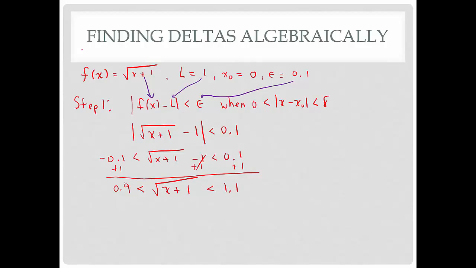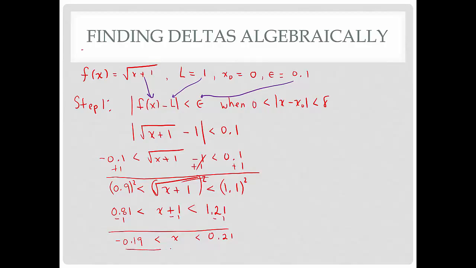Well, if you have a square root, if you square all the pieces, you get rid of the square root. So 0.9 squared would be 0.81. When I squared the square root, that cancels out, so I end up with the square root being gone. And then 1.1 squared is 1.21. One last step, let's subtract 1 from each piece. And I get negative 0.19 and 0.21. So this is saying that to stay within that error, this is the interval I need to keep my x.